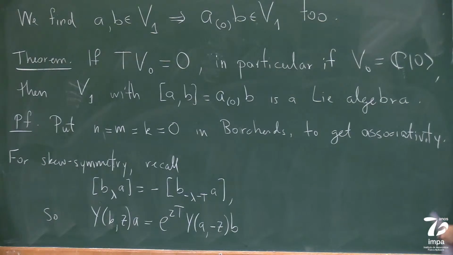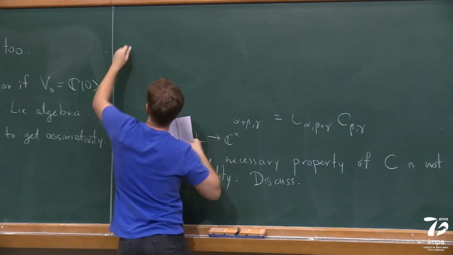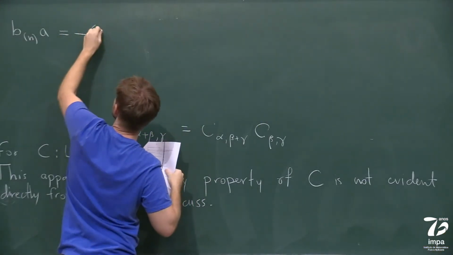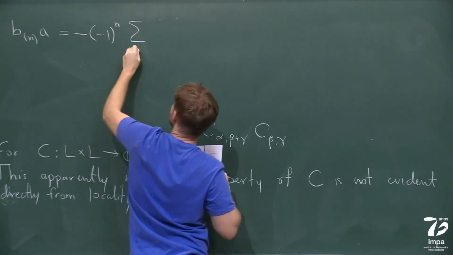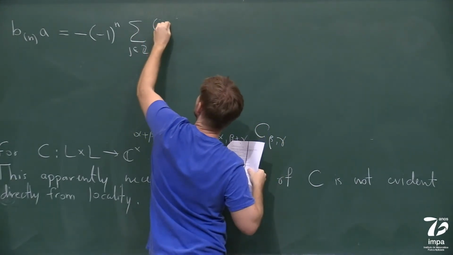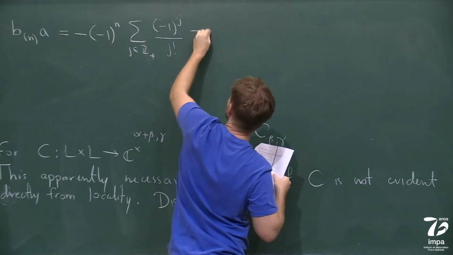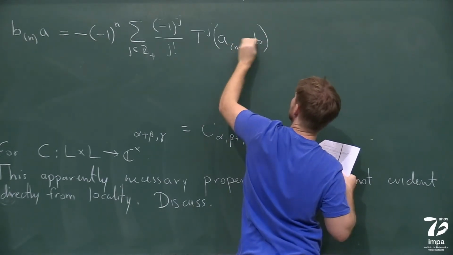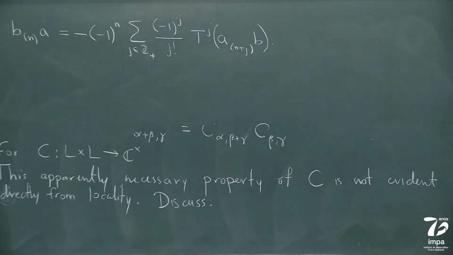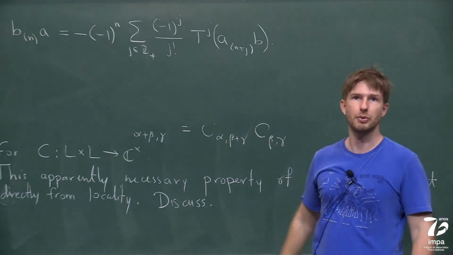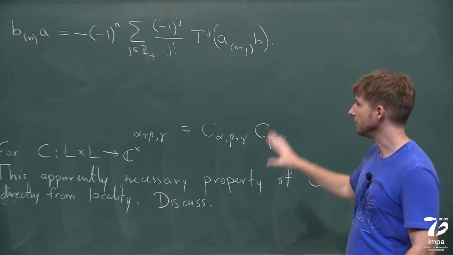Let me write it out. So this says that B in A is given by, how's it? Okay, so just expanding it out, you find a relation between products B applied to A and A applied to B. And when you put n equals 0 and you see that you're allowed to ignore T, then you get the result.